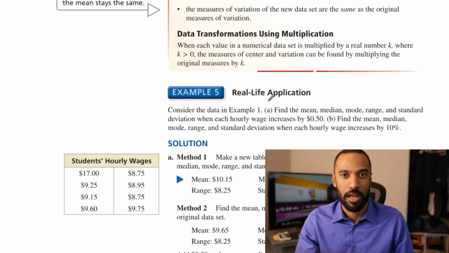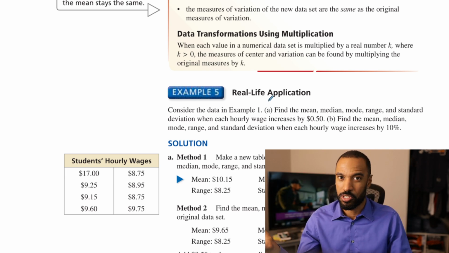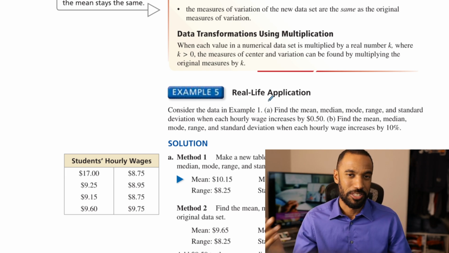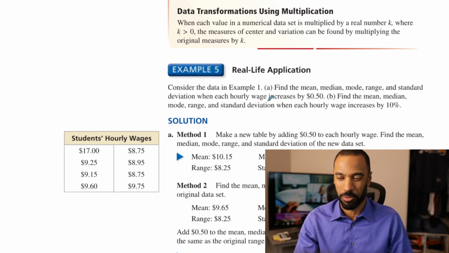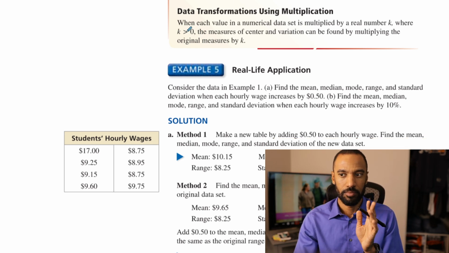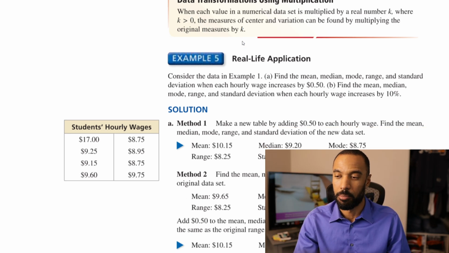If you double every value, then the mean is doubled, the median is doubled, the mode is doubled. The range is doubled, and the standard deviation is doubled. Everything is doubled in that sense. This is not all about doubling. I'm just using a number example.